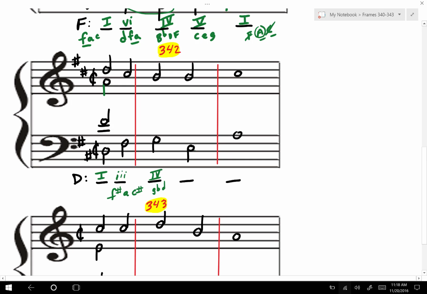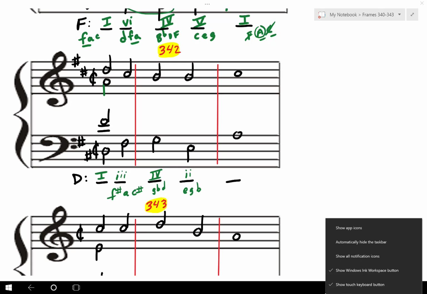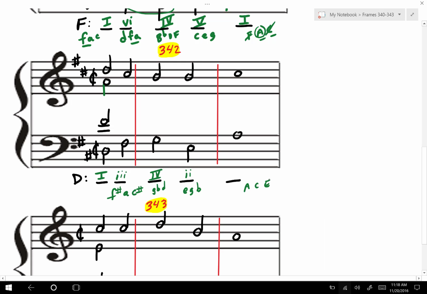The next one, looks like I have an E in the bass, so I have E, G, B. E is our second scale degree in the key of D major, so we have a Roman numeral 2 and it's minor. And then we have an A, C sharp, E triad, which in the key of D is my major 5 chord. So now that we've established our Roman numerals, now we can go back and look at the motion of the bass to determine the part writing that we need to do.